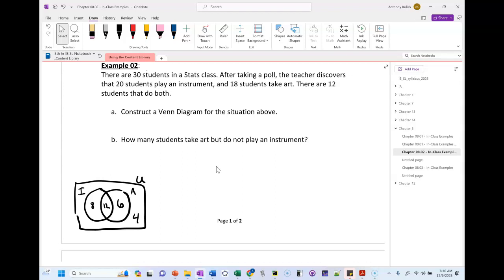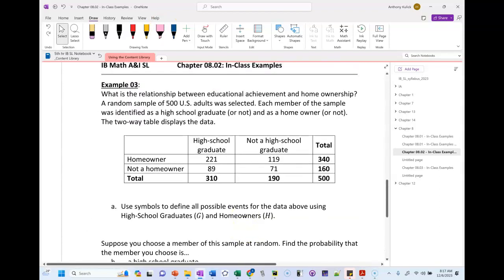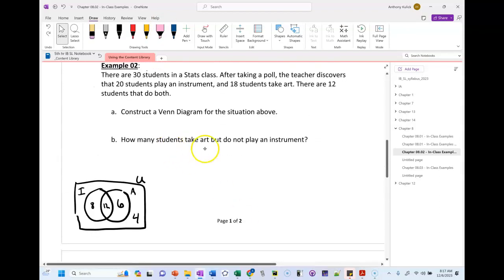You said 6 is correct. So you're just looking at things that are in the art circle but not in the instrument circle. All right. And if I wanted a probability there instead of how many students, what's the probability that a randomly selected student takes art but does not play an instrument? 6 out of 30. Excellent.